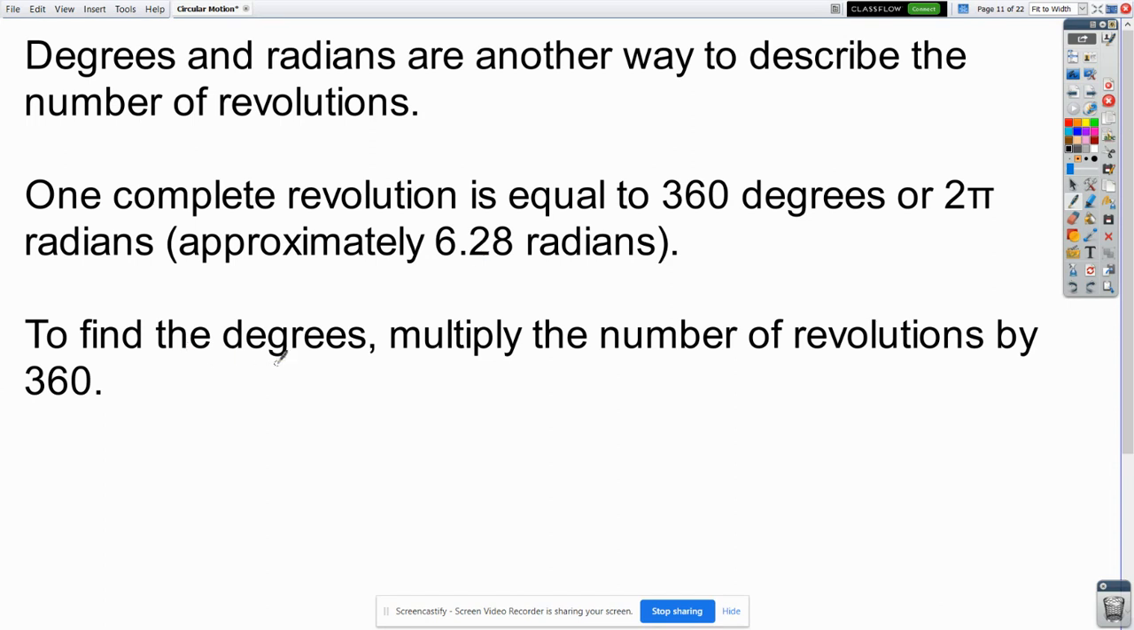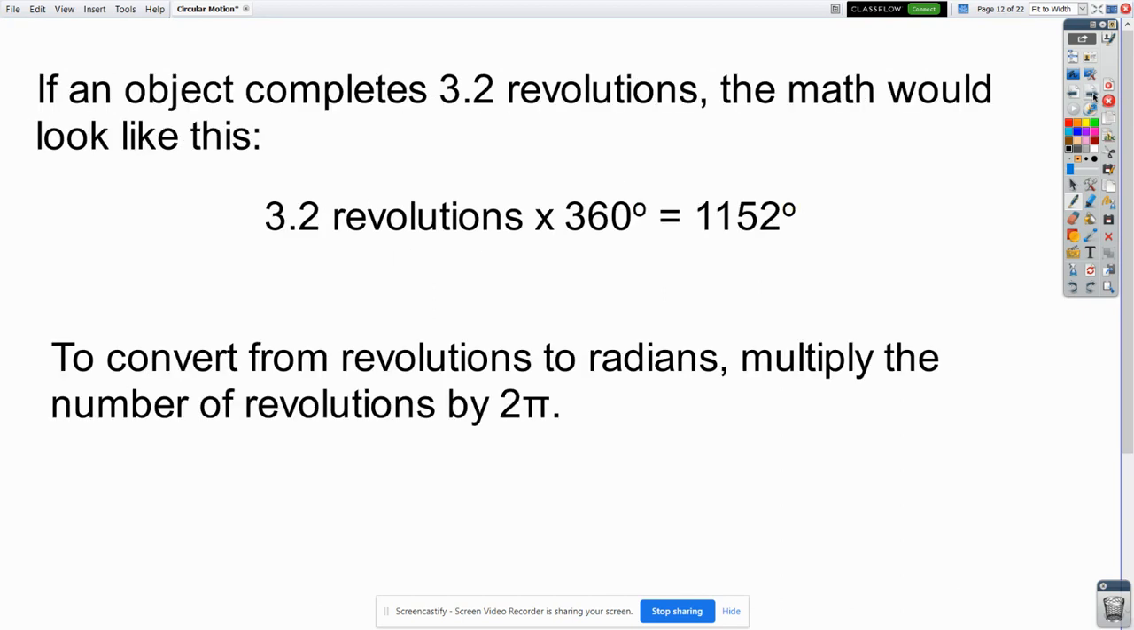If you want to find the number of degrees given the number of revolutions, multiply the number of revolutions by 360. So if I want to take those 3.2 revolutions and turn it into degrees, I just do 3.2 revolutions times 360. It'd be 1,152 degrees.